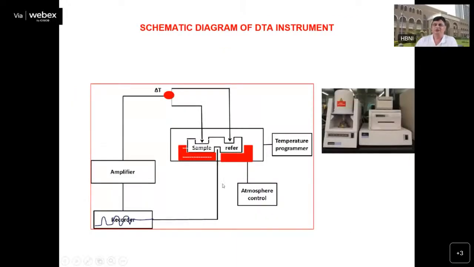And this is the schematic for the DTA instrumentation. Basically there are two ports, one for the sample and the other for the reference material. Then we have the atmosphere control, the temperature program, and an amplifier. This amplifier feeds the data recorder, where we get our thermograms.